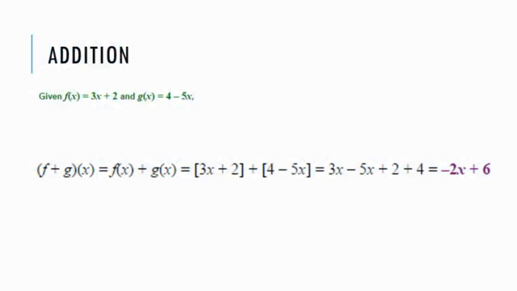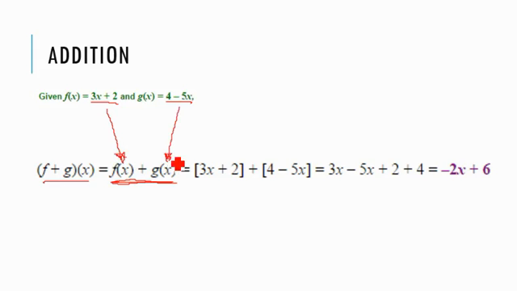So you're going to see a new notation, f plus g of x. That can be rewritten as f of x plus g of x. And we substitute what f of x and g of x are, which is given to us. f of x equals 3x plus 2, g of x equals 4 minus 5x. We simply substitute into this equation f of x plus g of x, the respective functions.